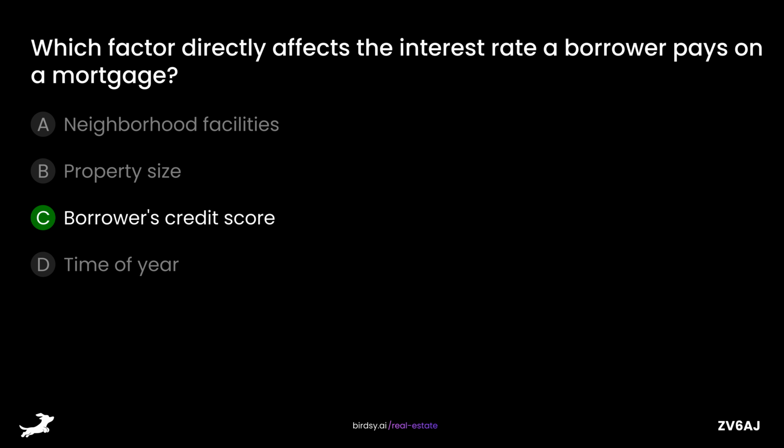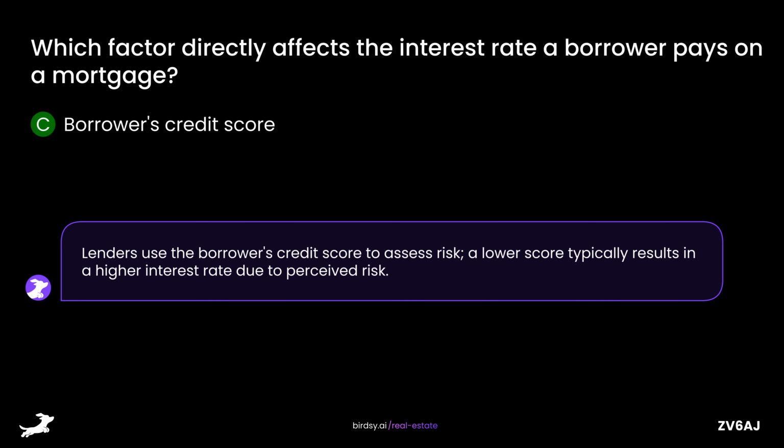The answer is C, borrower's credit score. Lenders use the borrower's credit score to assess risk. A lower score typically results in a higher interest rate due to perceived risk.